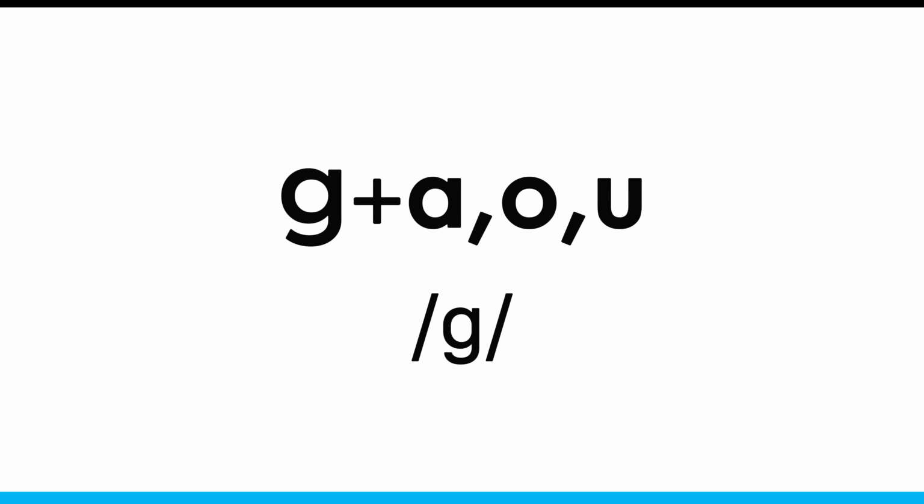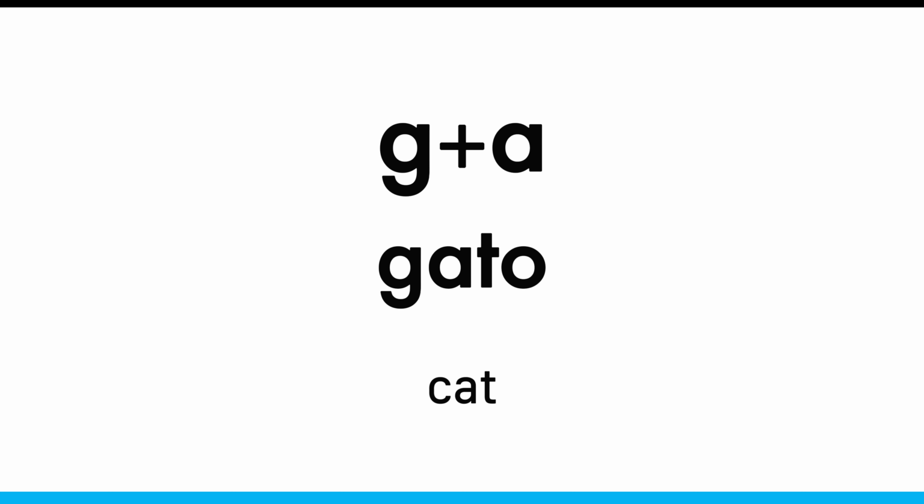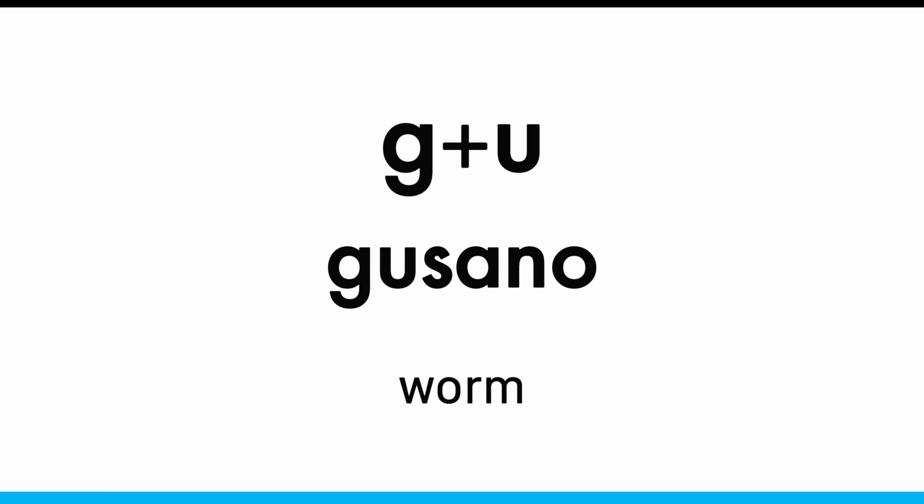The letter G also has two sounds. First is when it stands before A, O, or U. It sounds G. For example, gato, gorra, gusano.